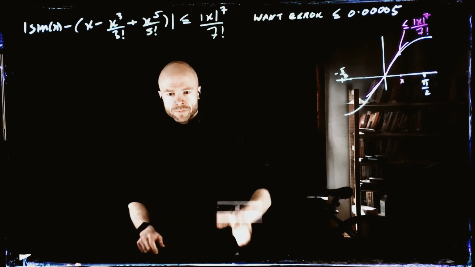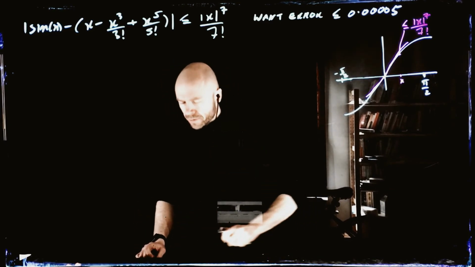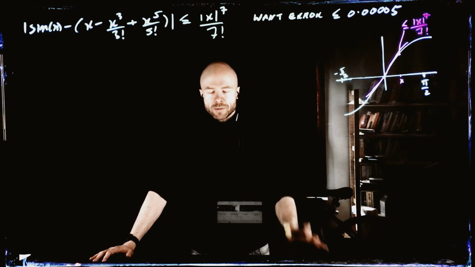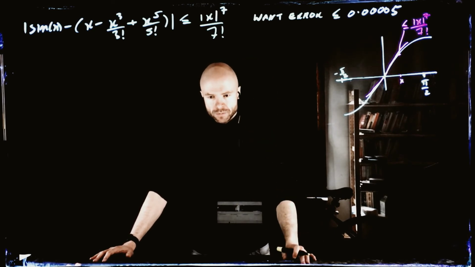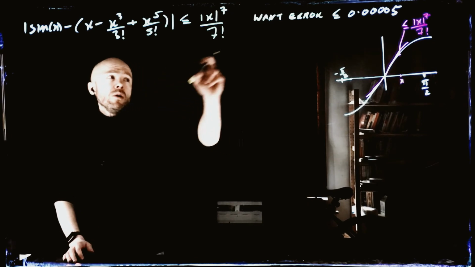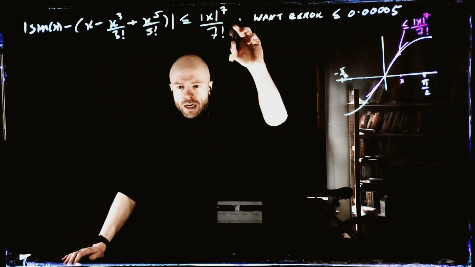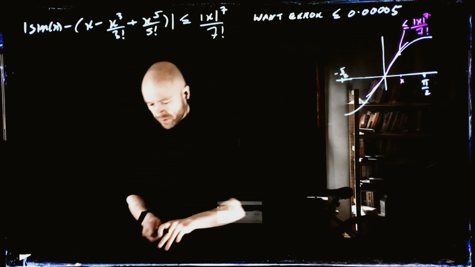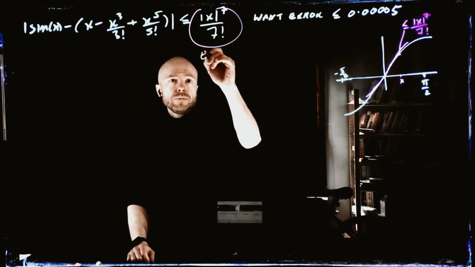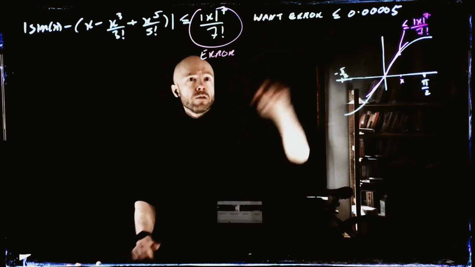So, tell me how to do it, or set me in the right direction. Express what we want in terms of the information we have here. Yeah, so let's put these things together. So we want error less than this, and this is the error, right? This is the error. And we want error less than this.